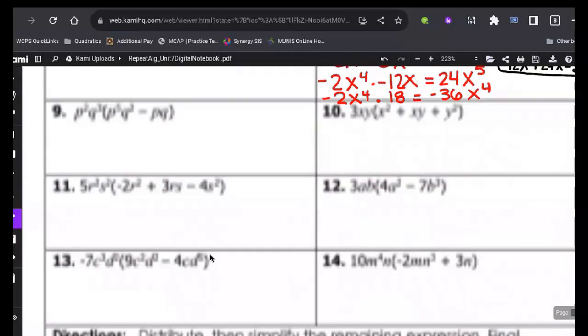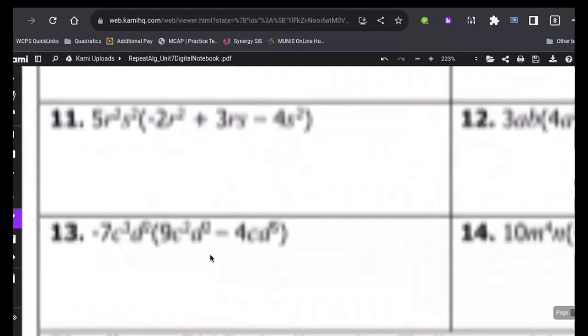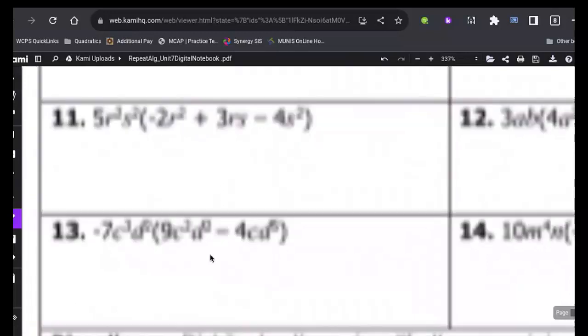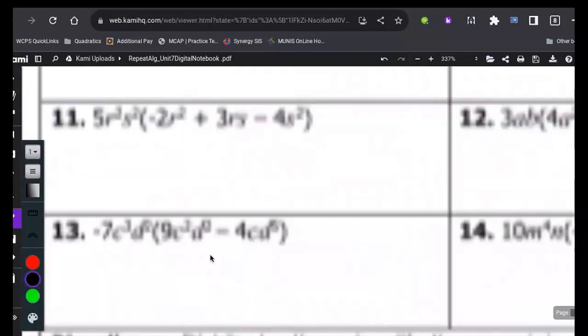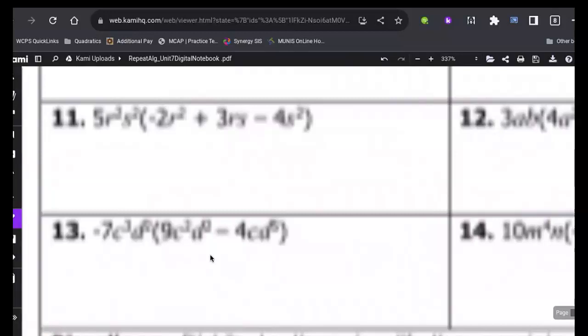All right, next one we're going to skip to is number 11. So notice that number 11 has multiple variables. So we're only going to add the exponents of the same variable. So we're going to start by distributing our 5r to the second power, s to the second power. We're going to multiply that by the first term, which is -2r to the second power. And then we'll multiply that by the next term, which is 3rs.